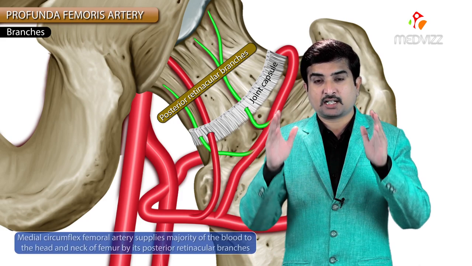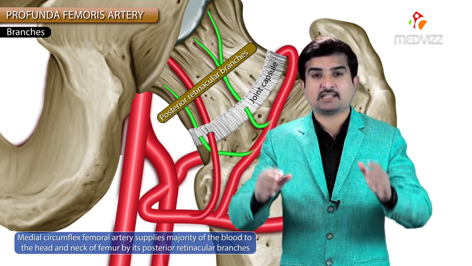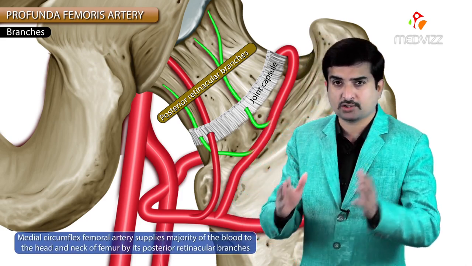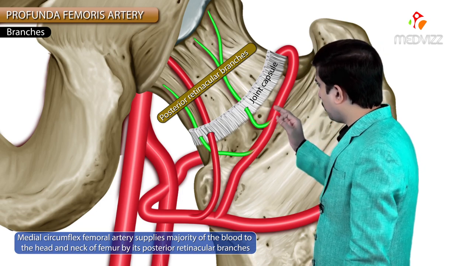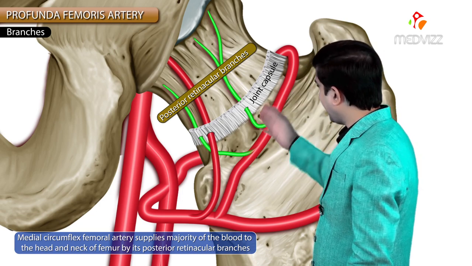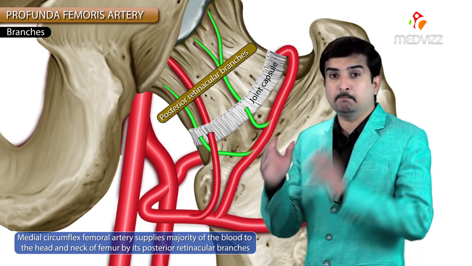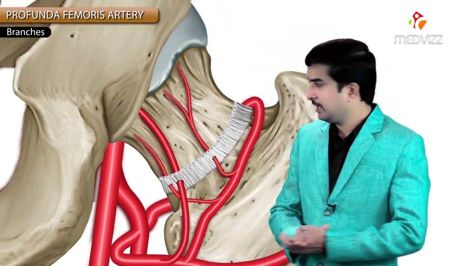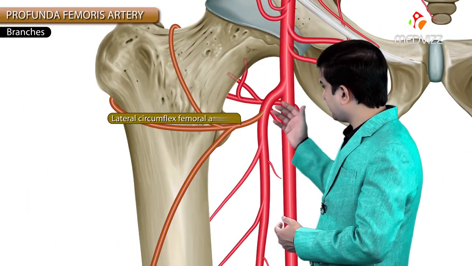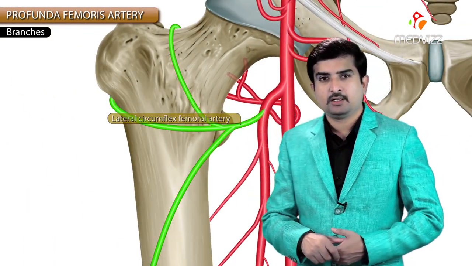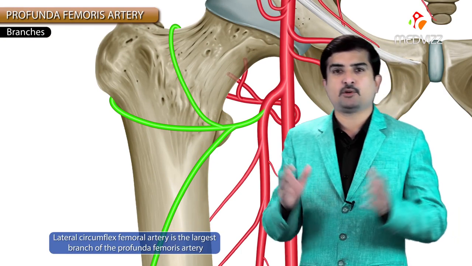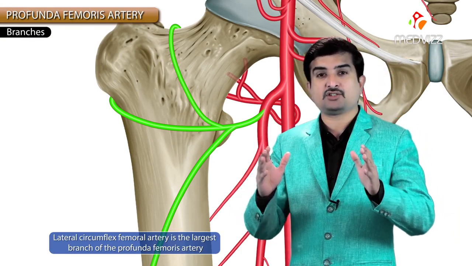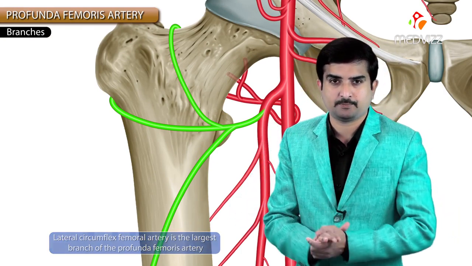And the medial circumflex femoral artery is especially important because it supplies the majority of the blood supply to the head as well as neck of the femur by its posterior retinacular branches. And next is about the lateral circumflex femoral artery. The lateral circumflex femoral artery is the largest branch of the profunda femoris artery.